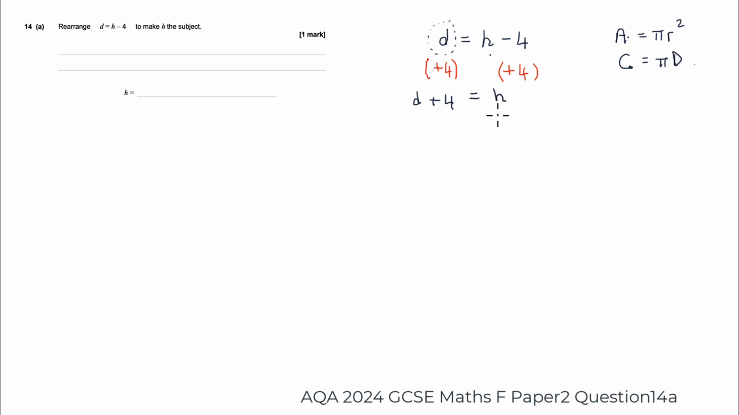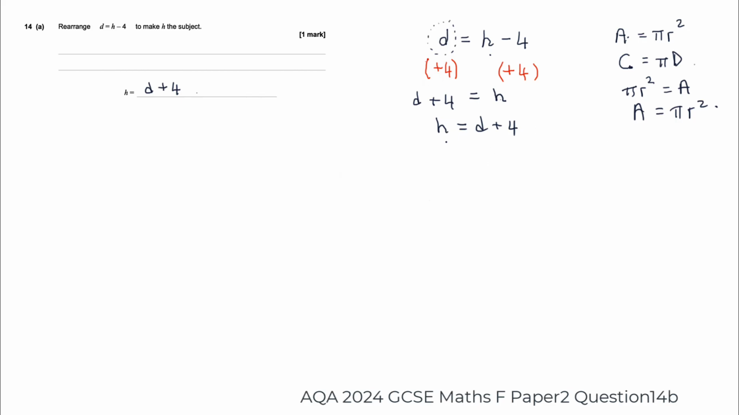And we now have H on its own, but we don't normally write a formula, for instance the area of a circle formula, that way round. We normally put the letter on the left-hand side. So we'd have to turn this round the other way. H is equal to D plus 4. So there's our rearrangement. H is equal to D plus 4. And that is now the subject of the formula being H.